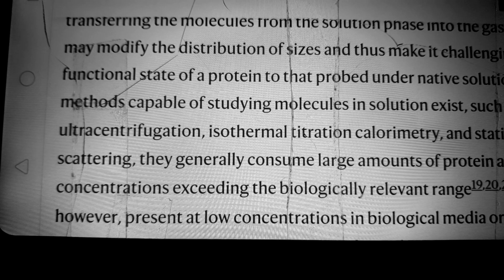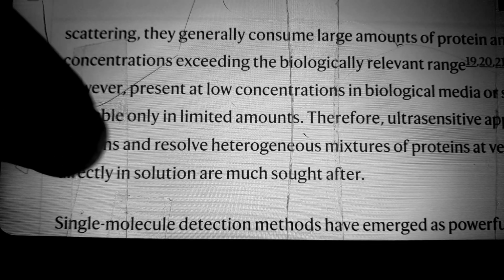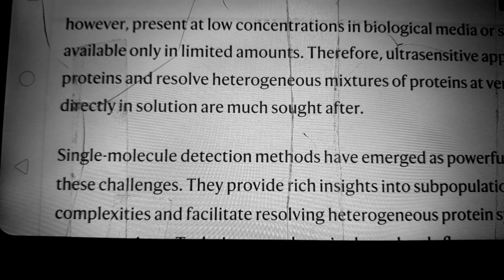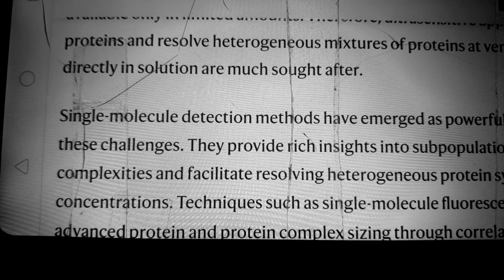While methods capable of studying molecules in solution exist, such as analytical ultracentrifugation, isothermal titration calorimetry, and static and dynamic light scattering, they generally consume large amounts of protein and often require concentrations exceeding the biologically relevant range. Many proteins are, however, present at low concentrations in biological media, or samples are often available only in limited amounts. Therefore, ultrasensitive approaches that can size proteins and resolve heterogeneous mixtures of proteins at very low concentrations directly in solution are much sought after.